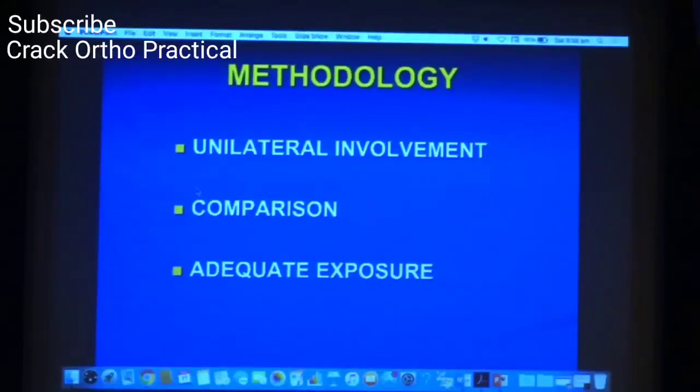Well, to have a little insight into the methodology of hip joint involvement, you must understand right in the beginning that it is the unilateral hip involvement which is predominantly addressed by the methodology which we have learned. And this methodology is heavily dependent on comparison with the normal side. We have the affected side and we have the normal side.